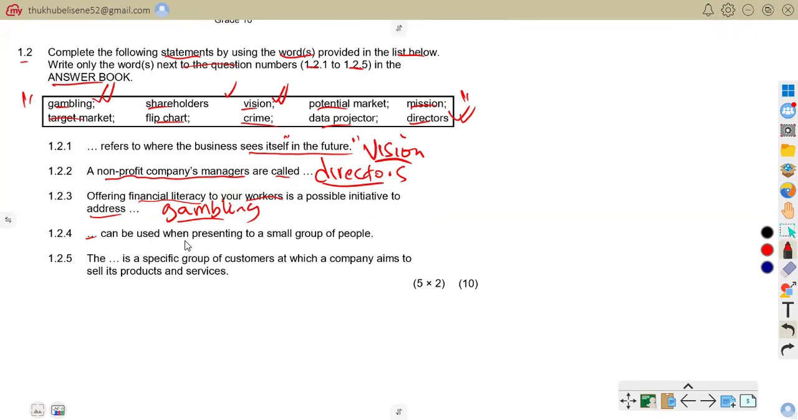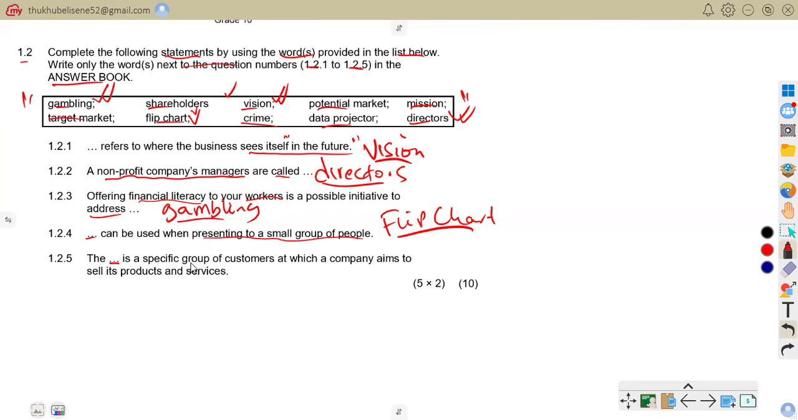Dash can be used when presenting to a small group of people. Now we're talking about what? Flip chart. We're talking about a flip chart. A flip chart is a visual presentation tool consisting of a large pad of paper, often used for brainstorming, note taking, presenting the information. Let us move on to 1.25.